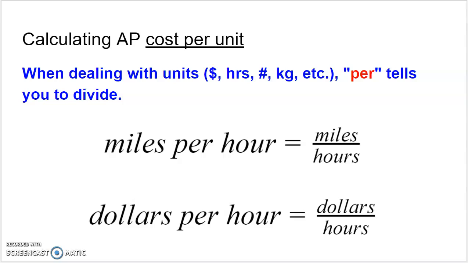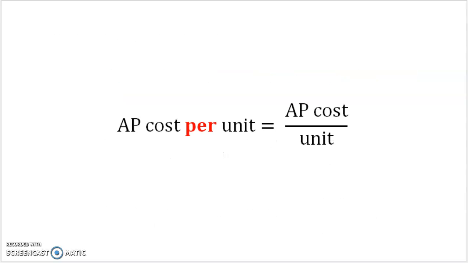So if you think of miles per hour, if you wanted to figure out how many miles per hour you had averaged on a trip, you'd take the number of miles you'd driven and divide by the number of hours you'd spent driving. If you wanted to calculate the number of dollars per hour you made in a week of working an hourly wage job, you'd take the total dollars you made, divide by the number of hours you worked, and you get dollars per hour. So that basic idea is going to follow us into AP cost per unit. So AP cost per unit is AP cost divided by the units.